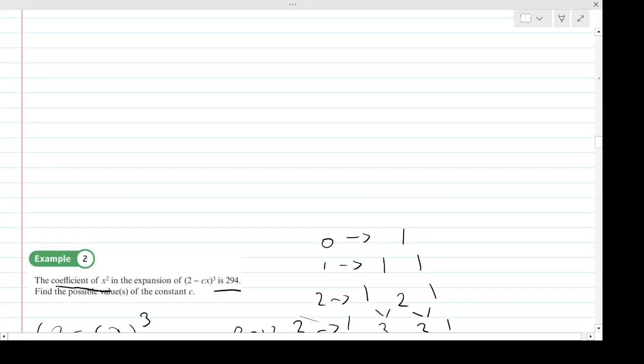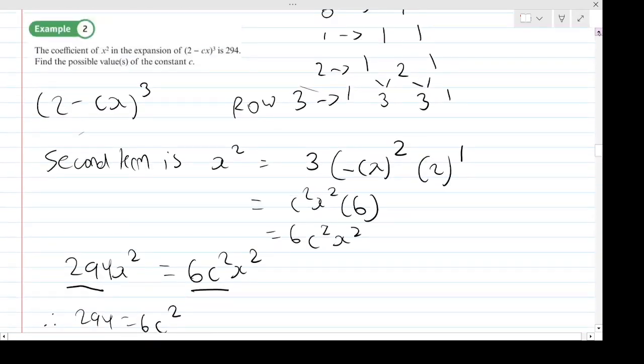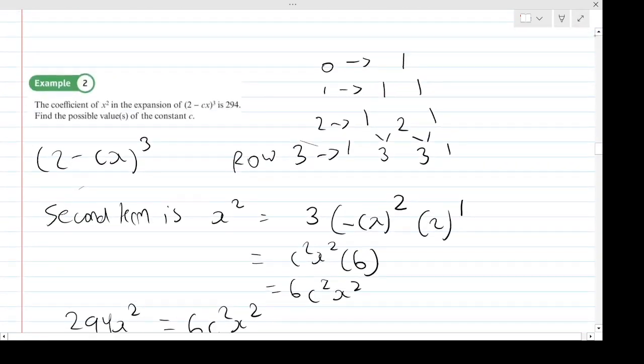It didn't tell us anything else about c yet, so those are the possible values. So that's our answer. Hopefully you can get your head around what we've done there. Questions will tend to ask you questions like this. They might ask you to find a particular coefficient instead of the whole expansion. If it does help, you can find the whole expansion, if you feel comfortable. It depends on the power though. Sometimes they give you an absurdly high power.